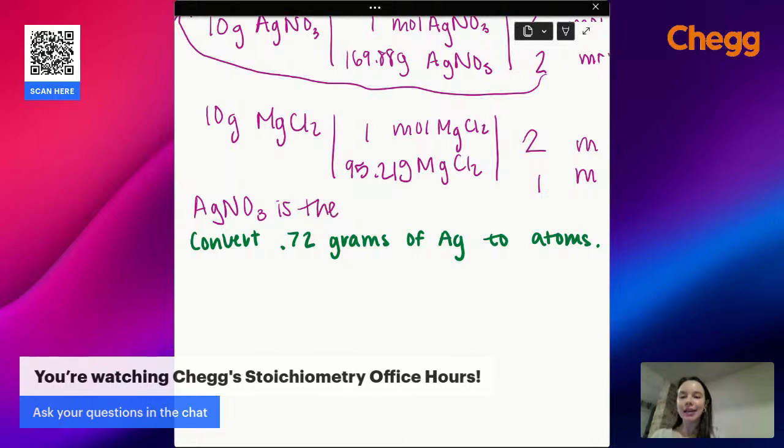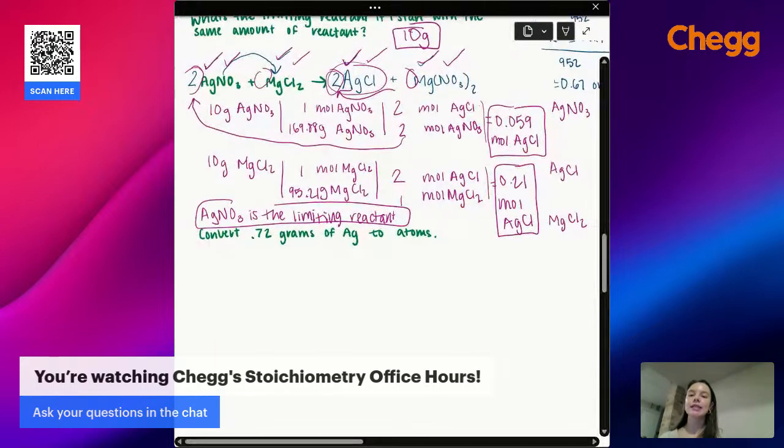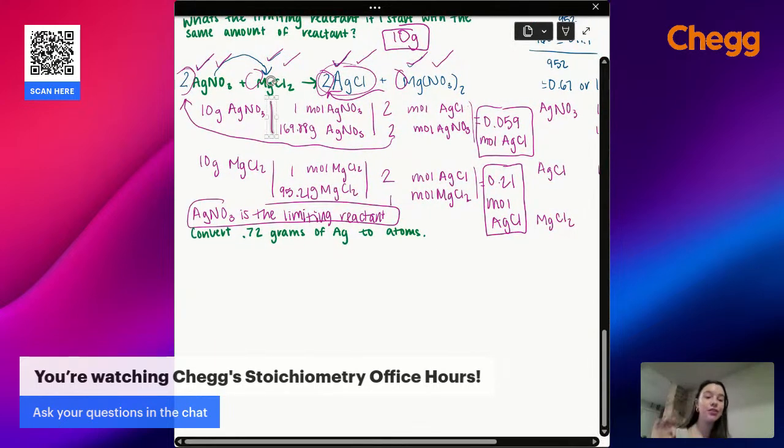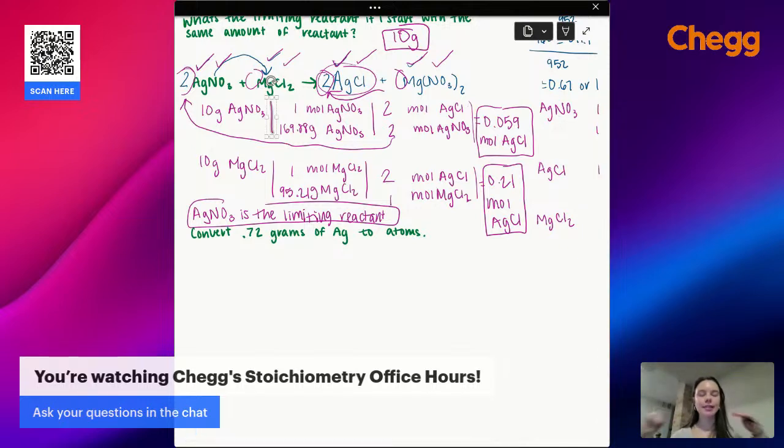You might be asking, why is AgNO3 the limiting reactant? That is because it creates fewer moles of product. We can see that in our math: 0.059 is much less than 0.21. So if it creates less product, it's the limiting reactant. And we also know that MgCl2 is the excess reactant because it can create more product than the limiting reactant allows.